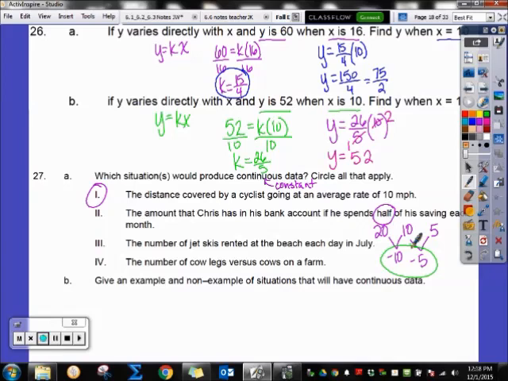Number 3, the number of jet skis rented on the beach each day. Well, that's definitely inconsistent because we never know. The number of cow legs versus the number of cows on a farm. So 4 would actually be discrete because you can't take the number of cows' legs and cut it in half. So for B, give an example of a non-example that will have continuous data. Anything that is continuous can be cut in half, and anything that is discrete, you cannot cut in half.